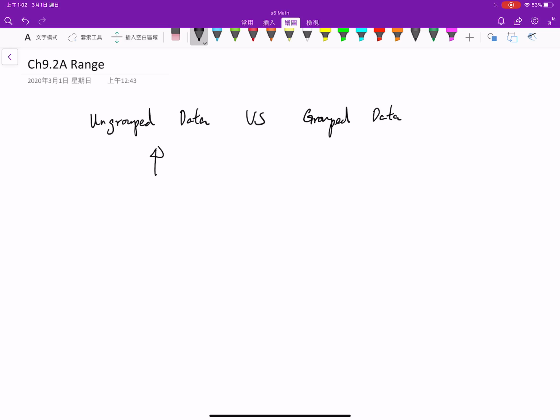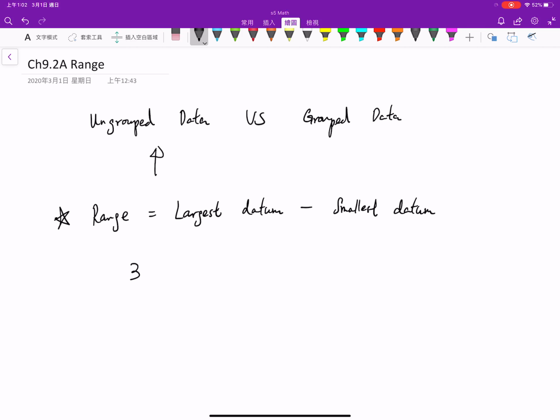For ungrouped data, it is very simple. We just need to remember, among the data, you just find the largest datum and then minus the smallest datum.